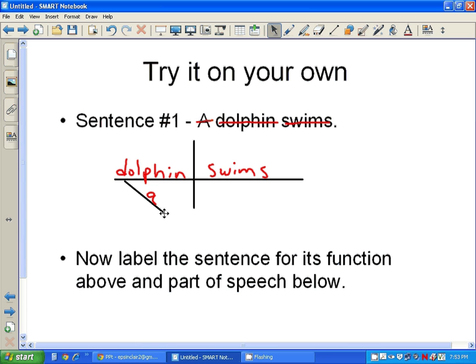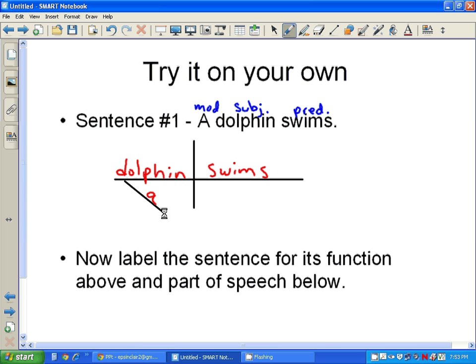Okay, so the obvious answer here to start would be, we know that swims is our predicate because it's in our verb spot. It's in our predicate spot. We know that dolphins are the subject. And as I mentioned, any adjective or adverb is going to be called a modifier. So we just write mod there.